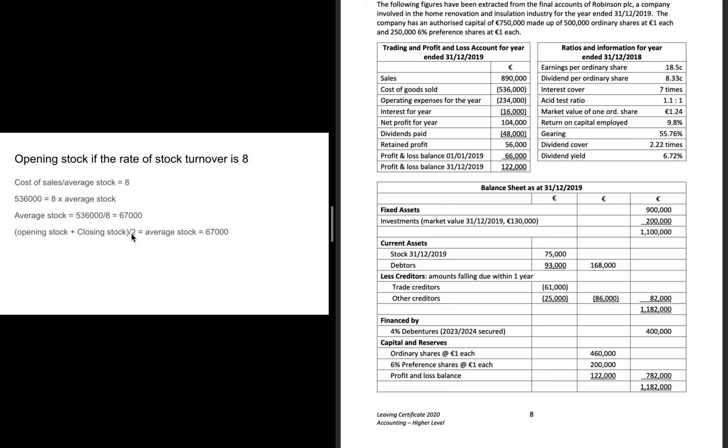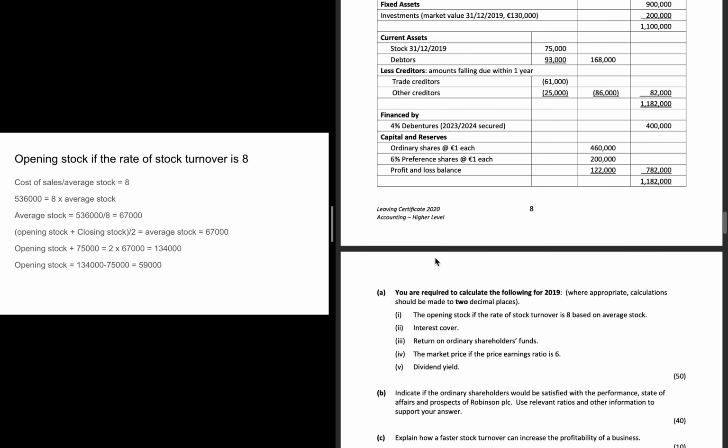So opening stock plus closing stock over 2 is equal to average stock. So 67,000. So if we cross multiply, opening stock plus closing stock will be 2 times 67, which is 134. If the closing stock is 75,000, well then the opening stock is 134 minus 75, which is 59, which again is what we'd expect it to be, or it has to be. If 75 is 8 above 67, well 59 is 8 below 67. Now you can't write that in an exam, but it's perfectly correct.